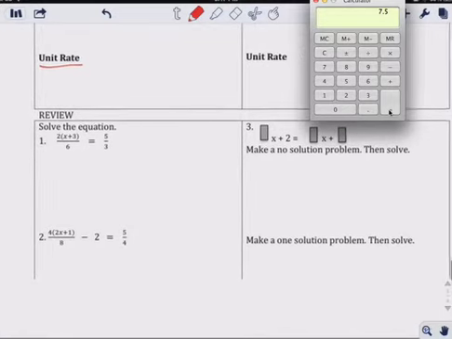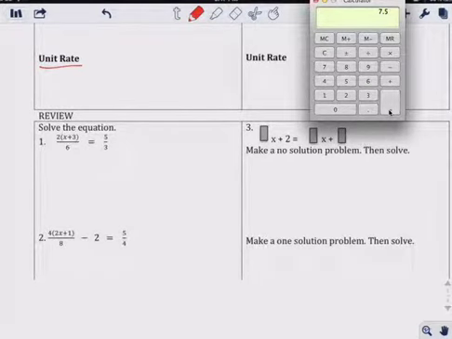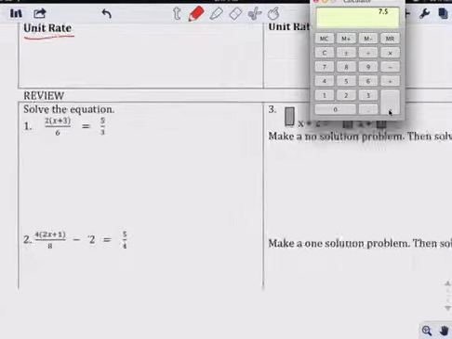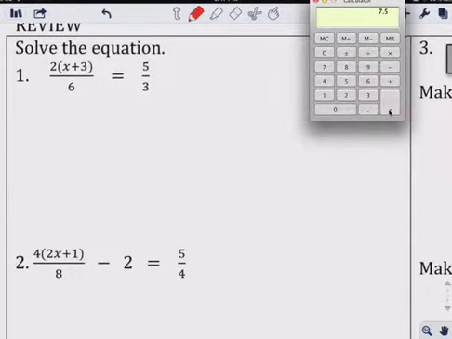Okay, review. This will be on your test on Thursday. These three types of question will be on the test on Thursday, so make sure you understand it. Okay?